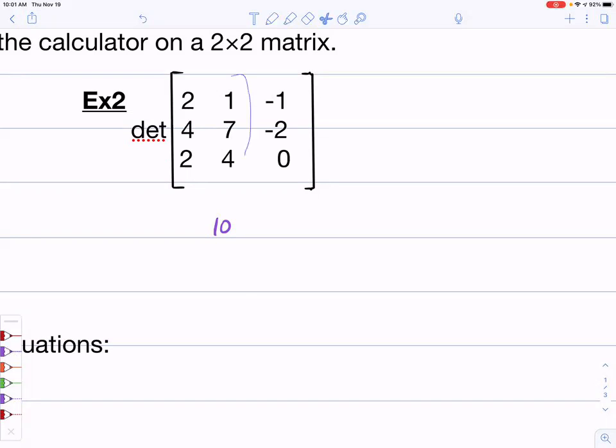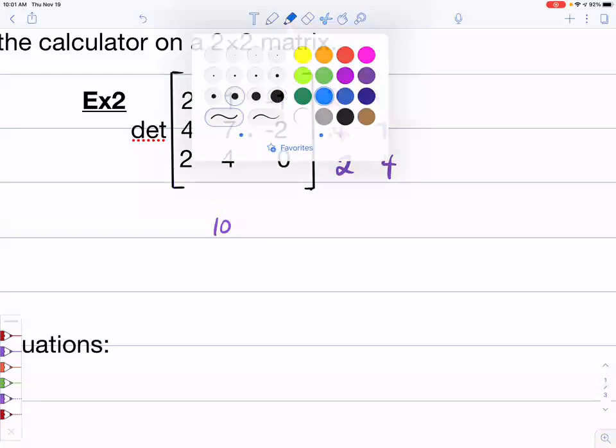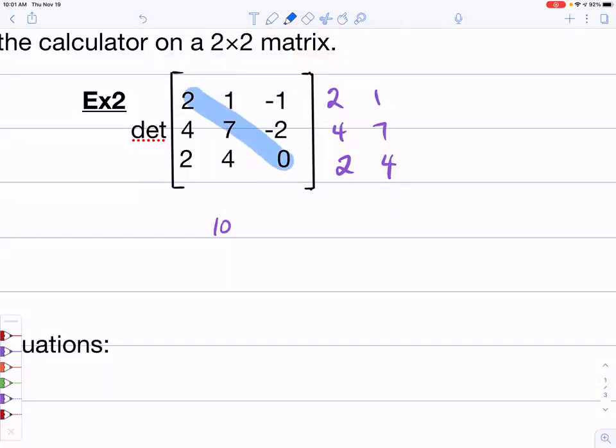What I would do is take these two columns and copy them again. So that would be a 2, 4, 2, and a 1. You don't have to write this down. This is just something you can watch. And then what you would do is take this diagonal. It's a little bit large because that's going to run into some things. You would multiply those numbers together.